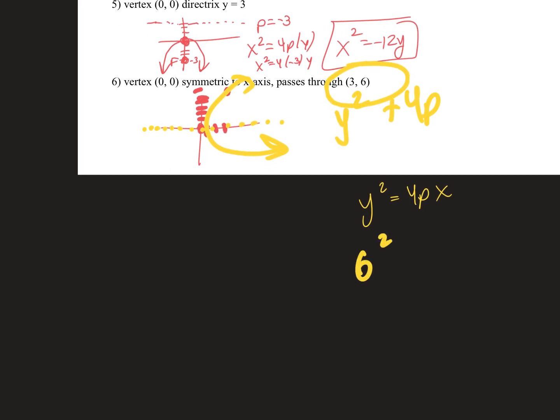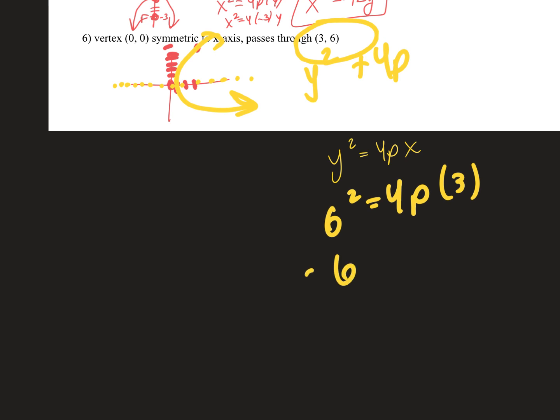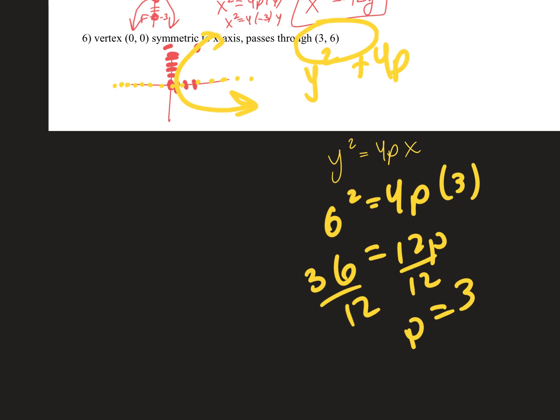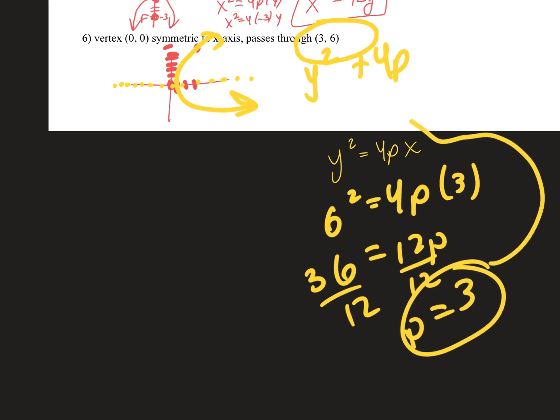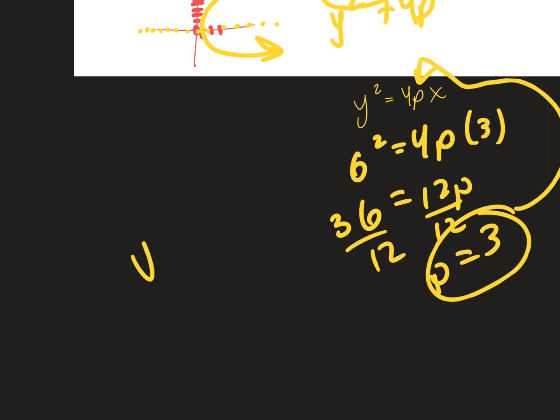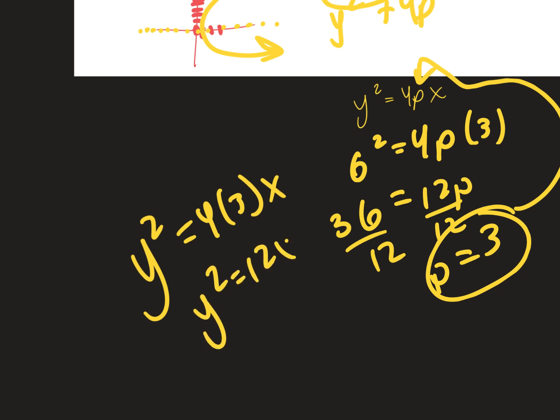So I'm going to say 6 squared equals 4p, I don't know what p is, I'm trying to find it, times 3. So 36 equals 12p. Divide both sides by 12, and p equals 3. So now that I know what p equals, I can plug it right there. So my equation of this parabola is y squared equals 4 times 3 times x. So y squared equals 12x.